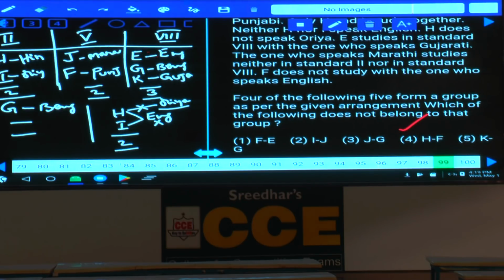And 99. Four of the following 5 are alike; that is nothing but an odd man out. F and E are studying in 2 different classes, isn't it? And next one, I and J, they are studying in 2 different classes. J and G are also in 2 different classes. And H and F in 2 different classes. And K and G are in the same class, choice 5.